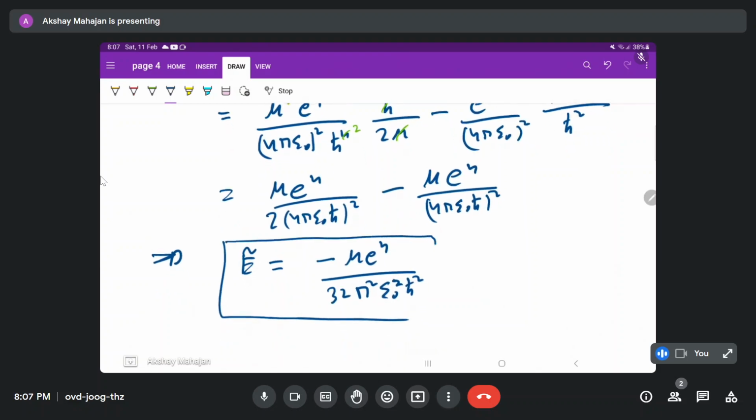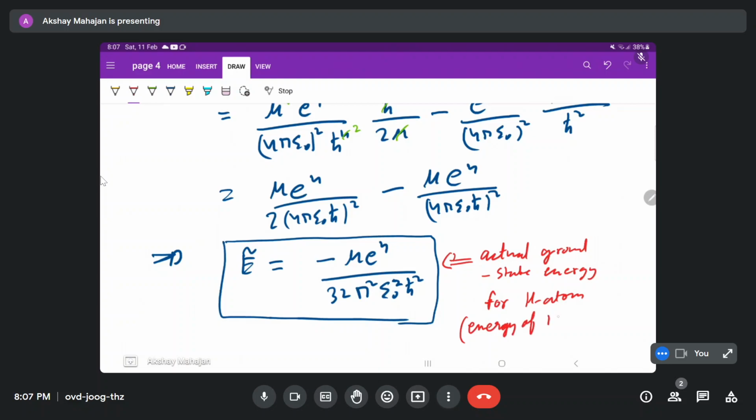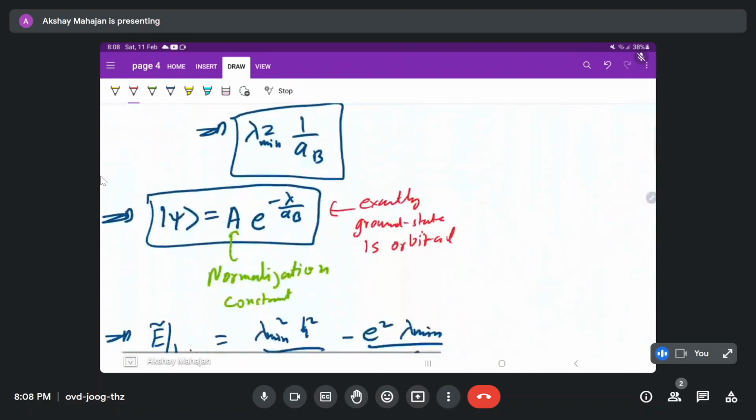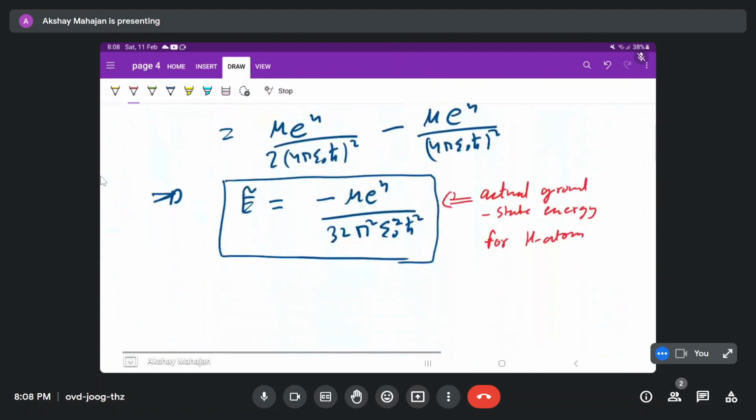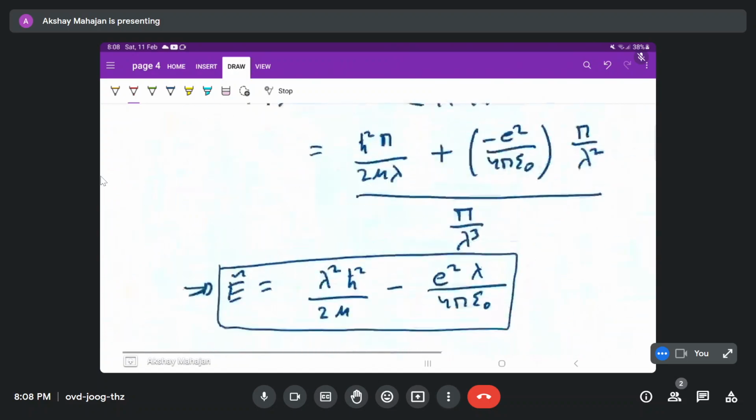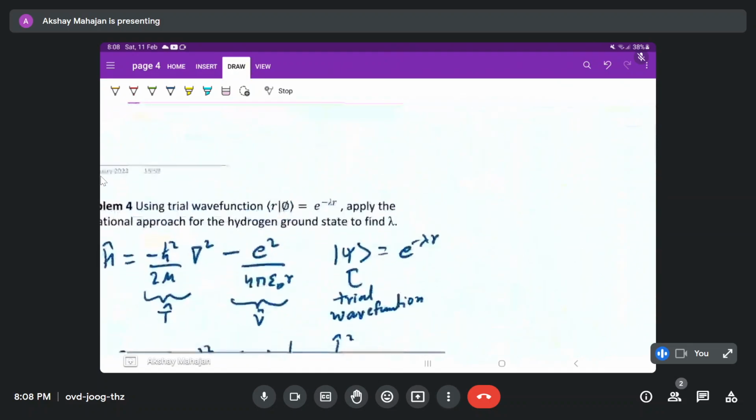And this you can check is our actual ground state energy for the hydrogen atom, or the energy of an s orbital. Okay, so basically with the help of the variational principle we were able to find our exact ground state 1s orbital, and we were also able to find our actual ground state energy as well. Okay, so we have solved this problem as well.